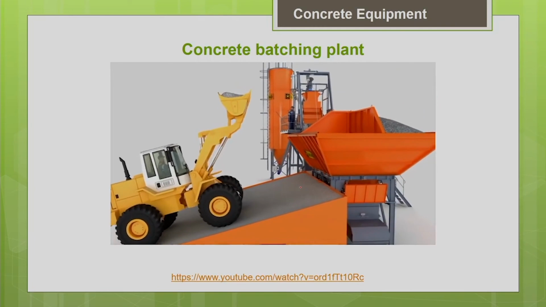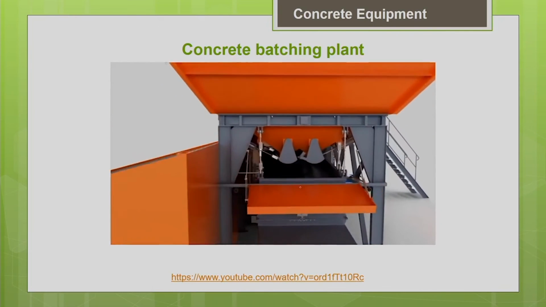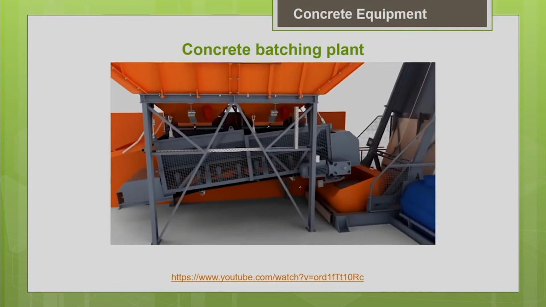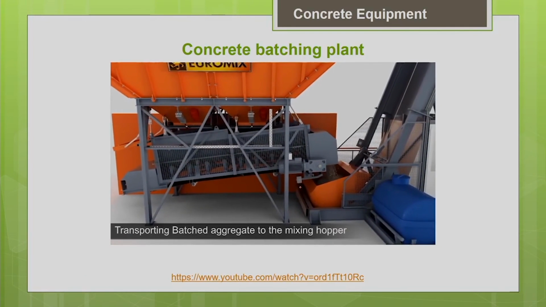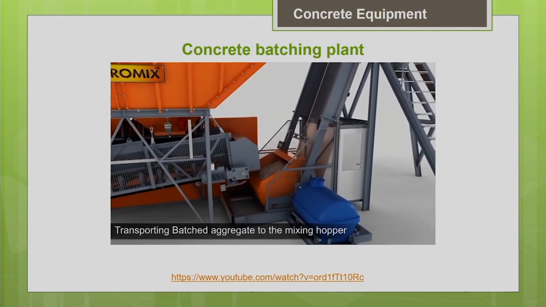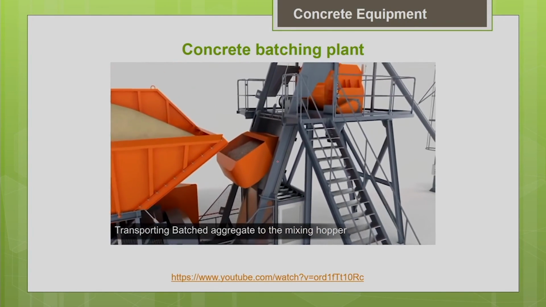So you can see your front end loader used for charging the aggregate bins. It is loading the aggregate into the aggregate bins. These are the aggregate storage bins. So at the bottom of the aggregate storage bins, as I told you, nowadays we have weighing sensors. You can have control over the amount of the material which is being conveyed by the conveyor to the mixer machine. Okay. So the batched aggregate will be transferred to this hopper, and then the material will be delivered into the mixer machine.